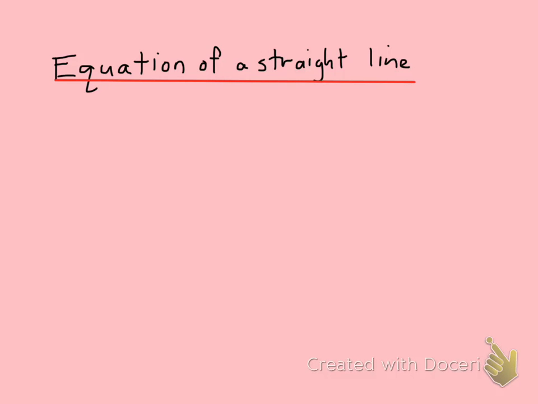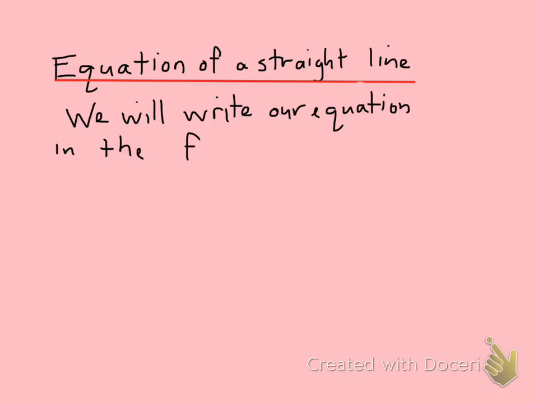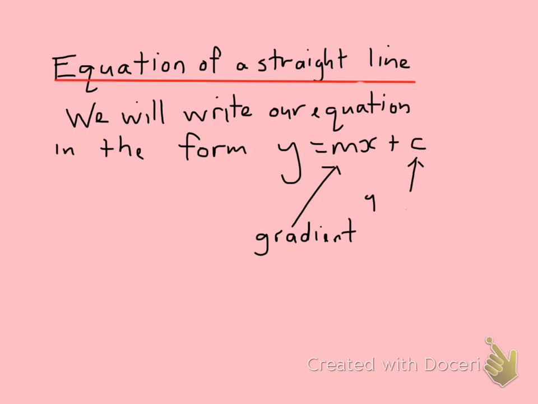In this lesson we're going to look at how to find the equation of a straight line. Now when we write our equation, we're going to write it in the form y equals mx plus c. Now the value of m represents the gradient of the line, and we're going to do that as our first step.